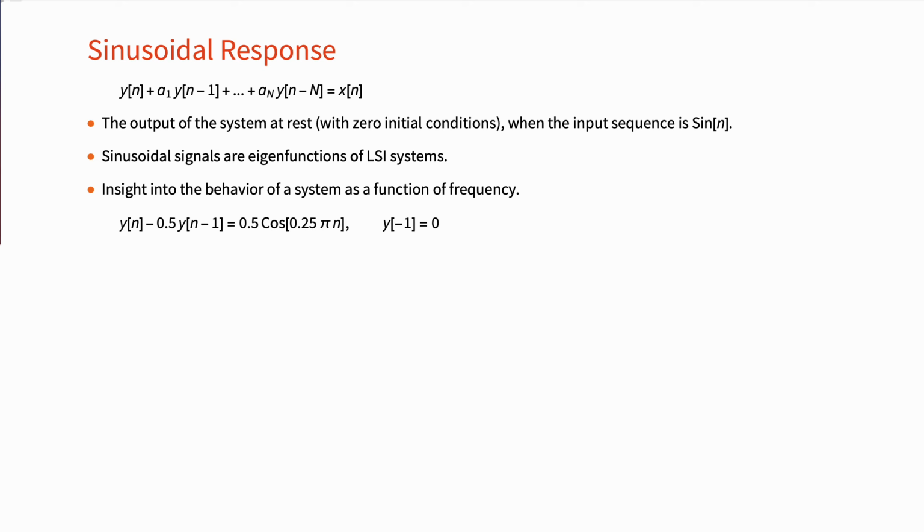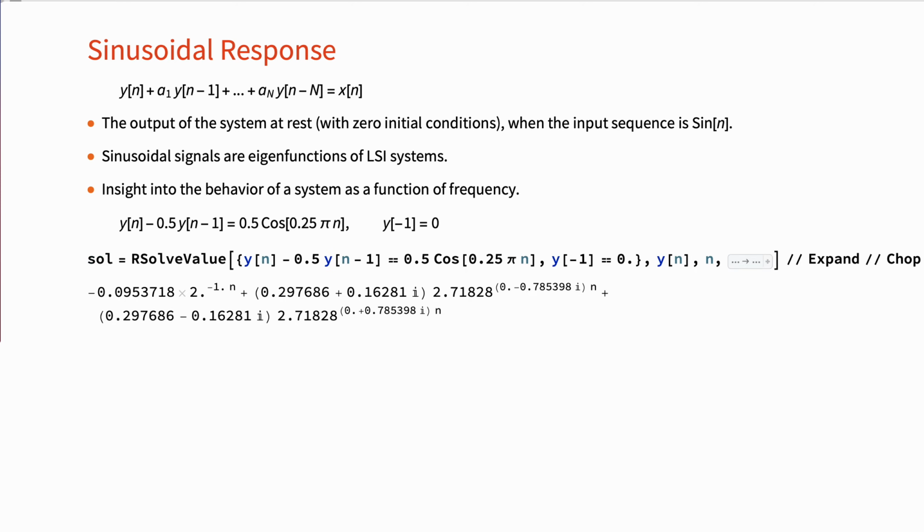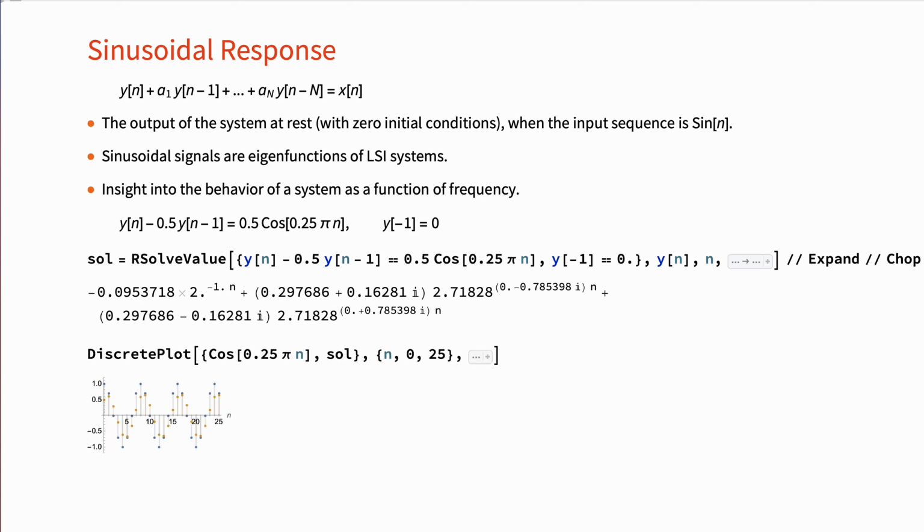Let's look at a quick example. Consider the difference equation with the initial condition shown here, and let's find the sinusoidal response of the system. With the use of Wolfram language, we can solve the difference equation and get the sinusoidal response. And if we plot it, we can see that, in fact, we have a sinusoidal, as expected.